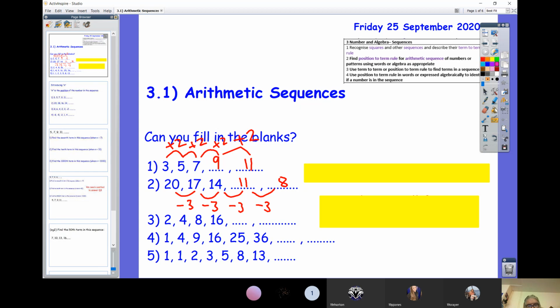Okay, what do you think, Henry, for number 3? What do you think is going on to get the next number each time? Don't you double it? Good. We are doubling each time. So 2 times 2 gives us 4. We're doubling it. We're timesing by 2.